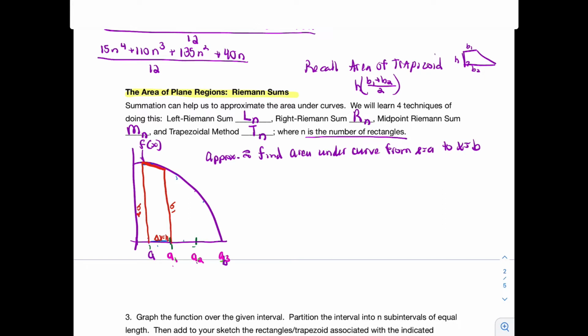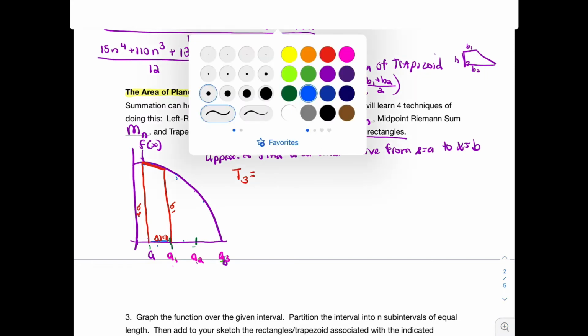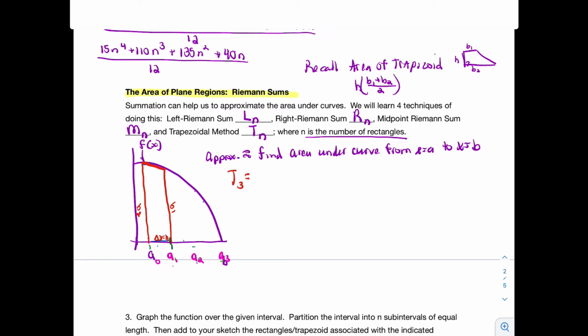So to find trapezoidal T3, trapezoidal method with three subintervals for this diagram, T3 is equal to the summation of the two bases. So for the area of this trapezoid, we're going to find base 1 plus base 2. So that would be f of a sub 0 plus f of a sub 1 to get this other parallel height, or base, divided by 2 times our height, and our height is considered delta x, in this case, the width.